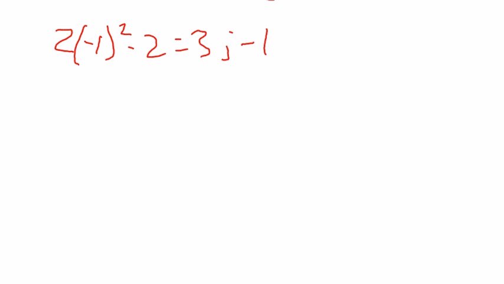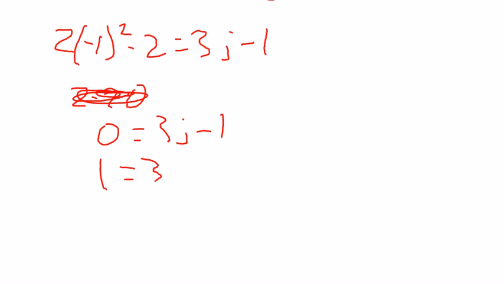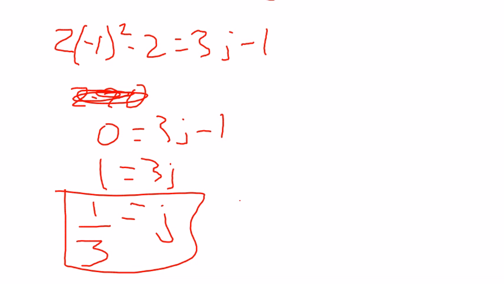So I can simplify, and I'll get 2 minus 2 is 0. Well, that's okay. 2 times -1 squared, -1 squared is 1, times 2 is 2. 2 minus 2 is 0, equals 3j minus 1. So 1 equals 3j. So j equals 1/3. So I got j equals 1/3, k equals -2. And now I'm done.